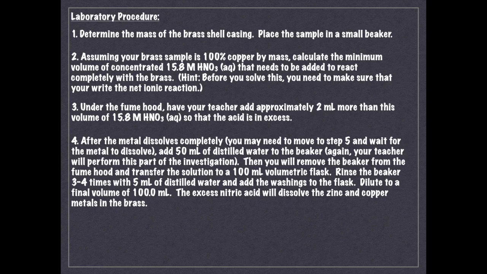So after the metal dissolves completely, add 50 mL of distilled water to the beaker. Again, I'm going to do this. Then you're going to remove the beaker and transfer the solution to a 100 mL volumetric flask. You're going to rinse the beaker 3 to 4 times with 5 mL of distilled water, and then add it all to the flask. Dilute to a volume of 100 mL. The excess nitric acid will dissolve the zinc and copper metal in the brass.